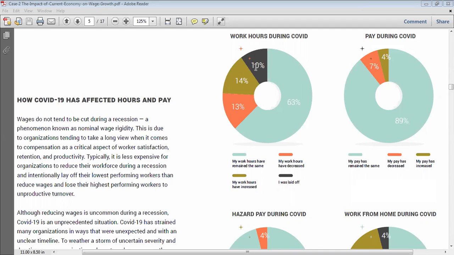And if you consider this, so 10%. Sorry, this olive green, 14% of the respondents have replied that my work hours have increased. So I spoke to a couple of people in the IT and ITES. IT is information technology, ITES is information technology enabled services, like transaction processing, for example, or online accounting services.